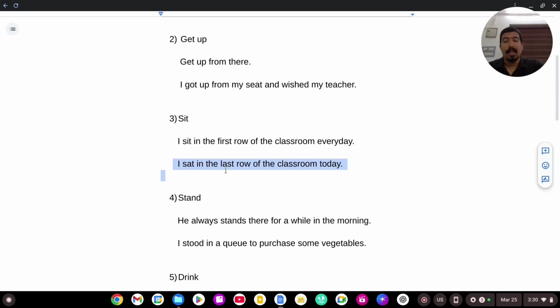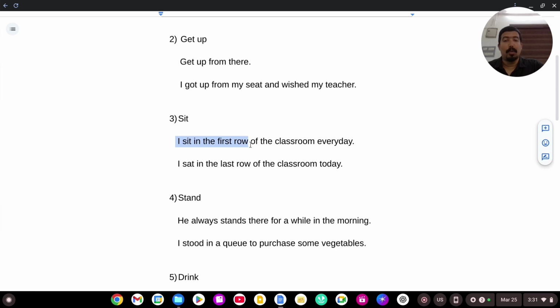Okay, that's a habit. I sat in the last row of the classroom today. Today I got late for the class, so there was no space in the first row. That is where I usually sit. So what did I do? I sat in the last row of the classroom today. This is something that you did. Here sat is the second form of verb. First form is sit, second one is sat.